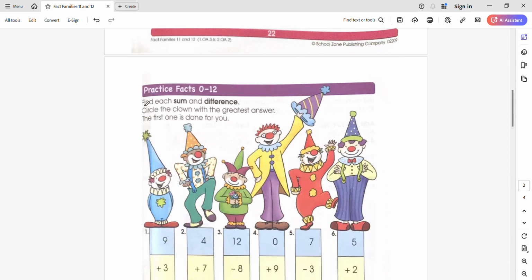Okay, we are going to find each sum and difference. Circle the clown with the greatest answer. The first one is done for you.